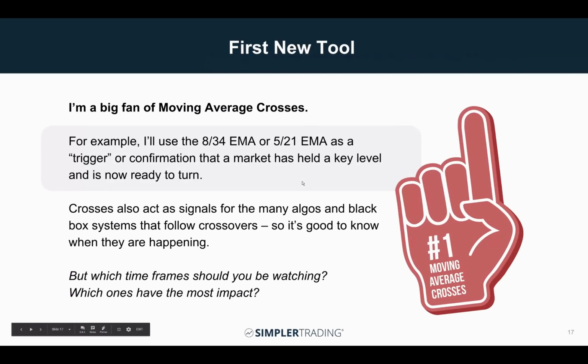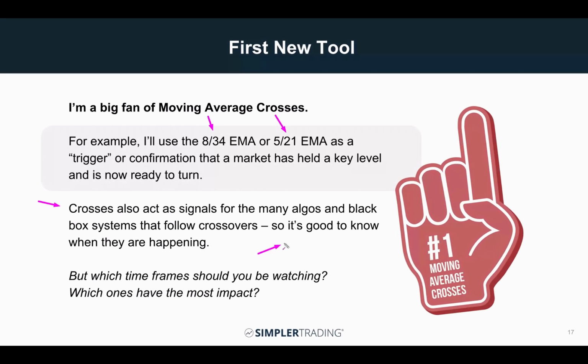First new tool. I'm a big fan of moving average crosses. I talk about these in the book Mastering the Trade, and I've always said that they're a delayed indicator. But I do like the 8 and 34, or for a faster one, the 5 and 21. These are triggers or confirmations that a market has held a key level and is now ready to turn. Crosses also act as signals for the many algos and black box systems that follow crossovers, so it's good to know when they're happening.